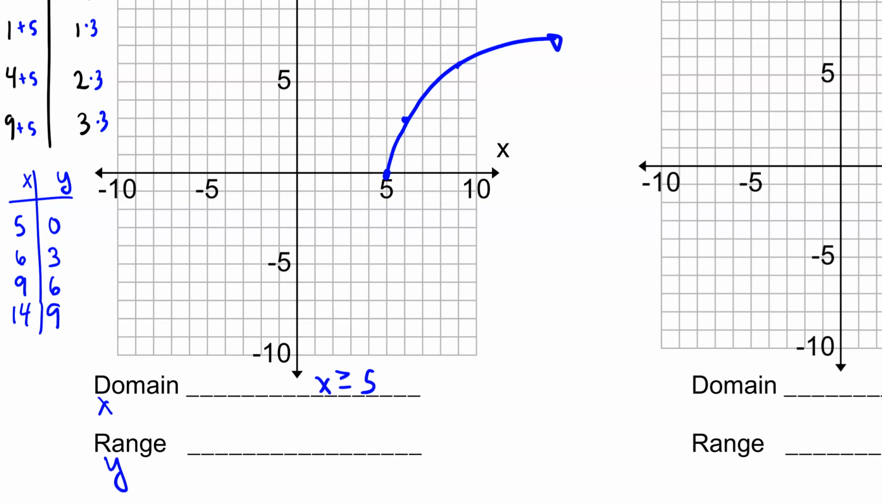Okay, and then the y, let's go. Ashton, what about the y? Greater than or equal to 0. Yeah, y is greater than or equal to 0 because the smallest y value I have is 0. All the y values are greater because they're bigger.